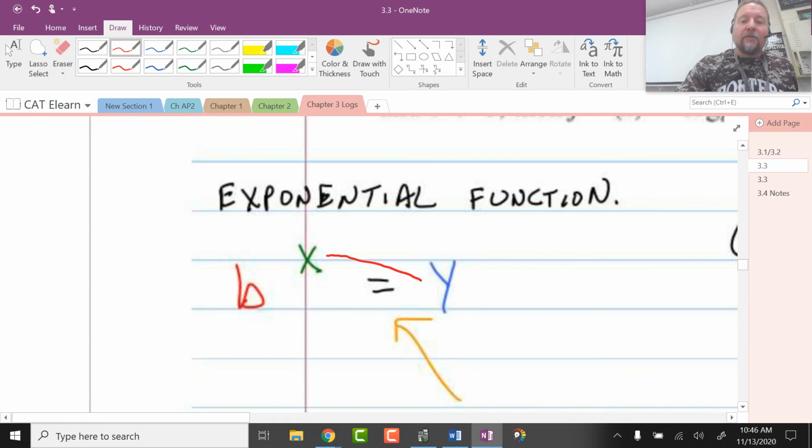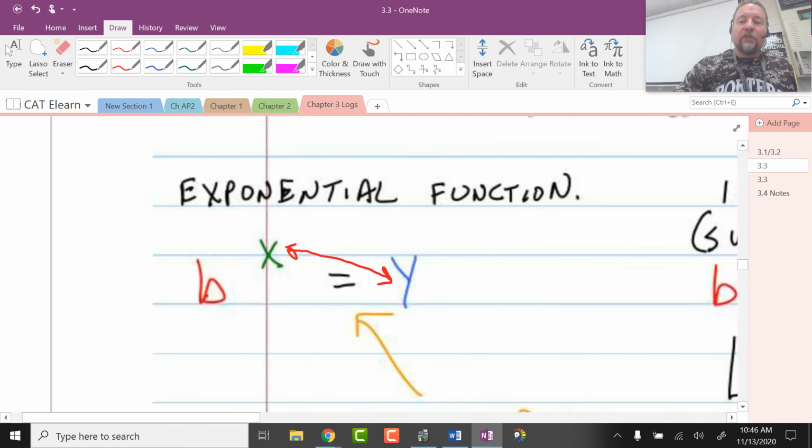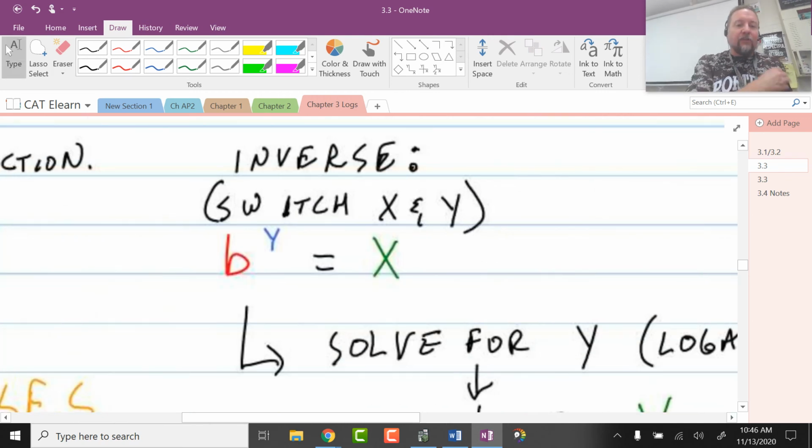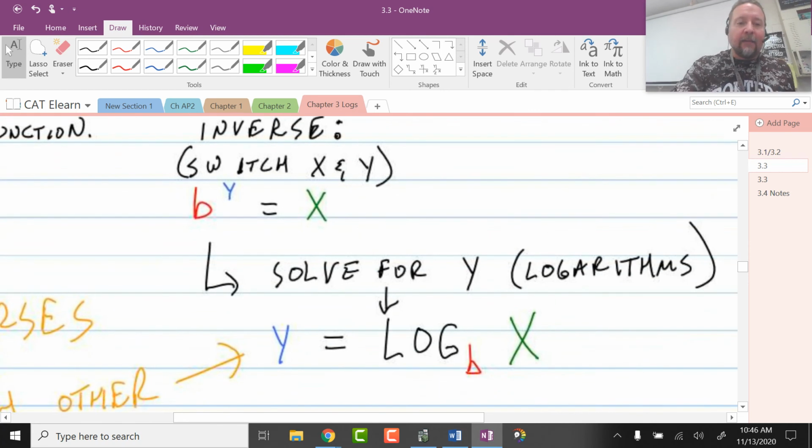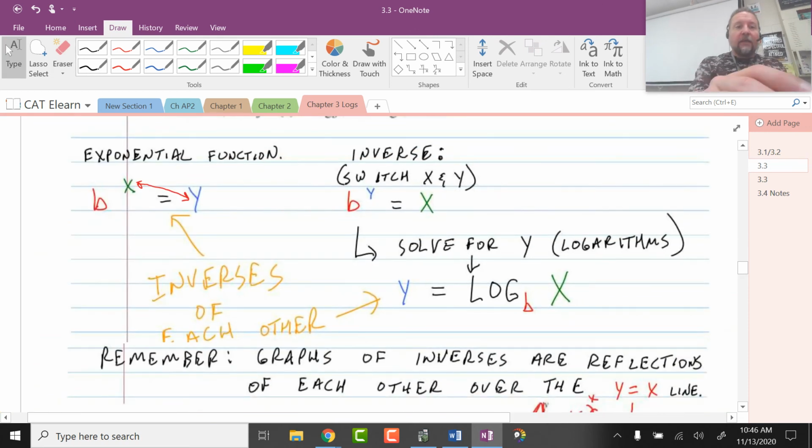Now, when I say inverse, you say switch x and y. And that's what I originally showed you. I said b to the y equals x, and I put it in that format. So now we should know that that's the inverse of an exponential. And then to resolve for y, I need the glory and power of logarithms. Log base b of x equals y. There's the three positions switched when we change this to a logarithm. Therefore, these truly are inverses.